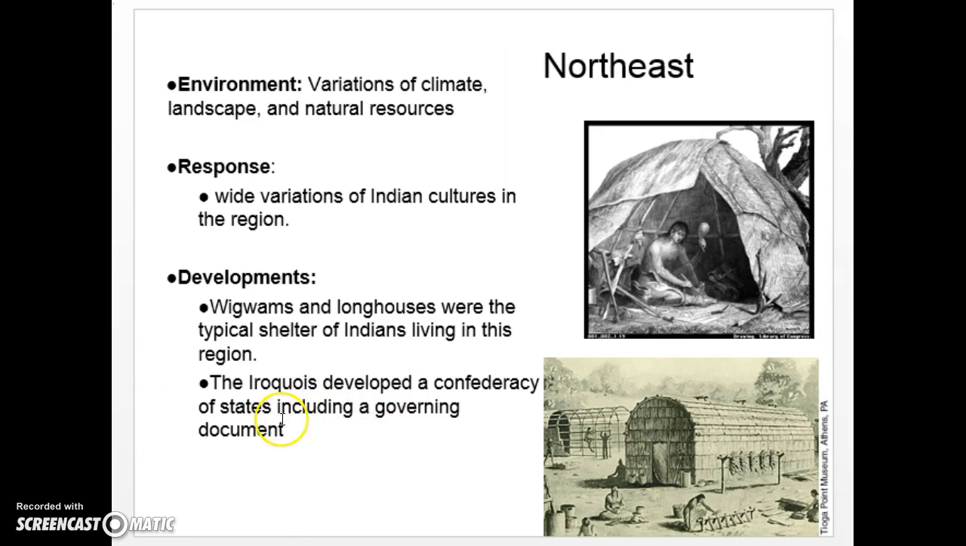The Iroquois develop a confederacy of states, including a governing document, wigwams and longhouses as typical shelter. These developed larger communities. And they did that through a series of trades, and the Iroquois developed one of the first systems of democracies used at this point in time. So these are a little bit more, I guess, intellectual based. And they did that through developing agriculture and a little bit more complex societies and adapting well to their environment.